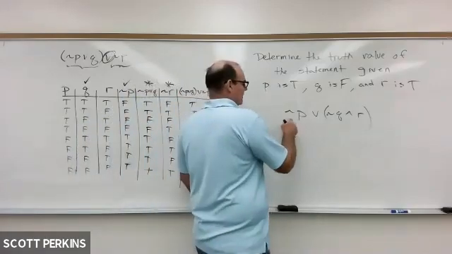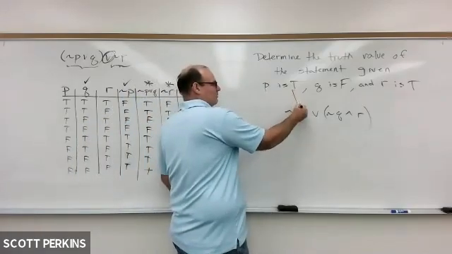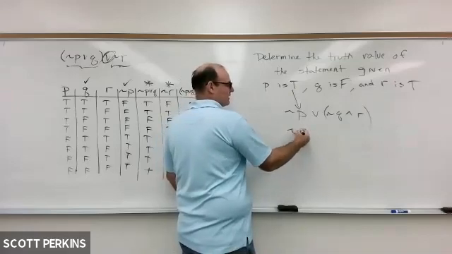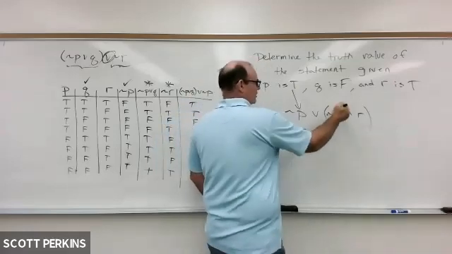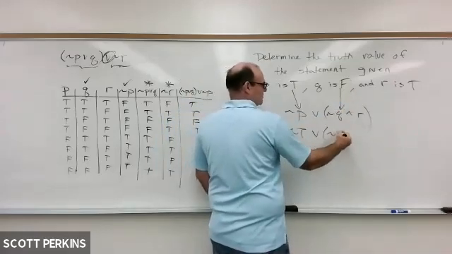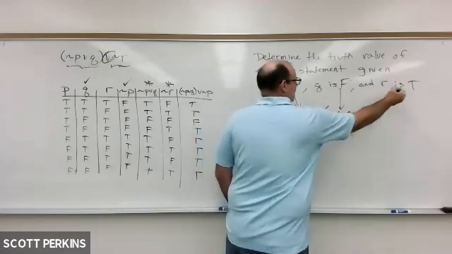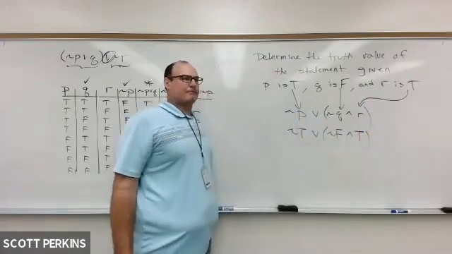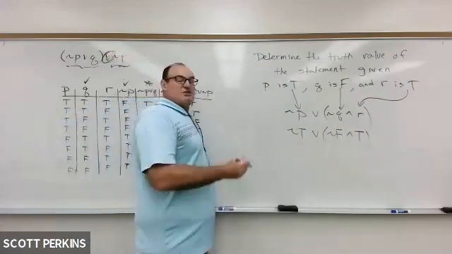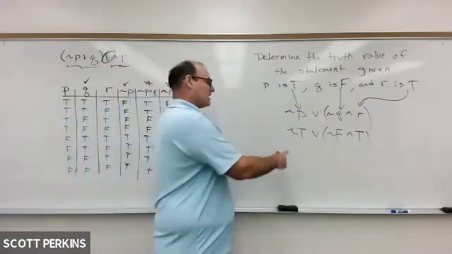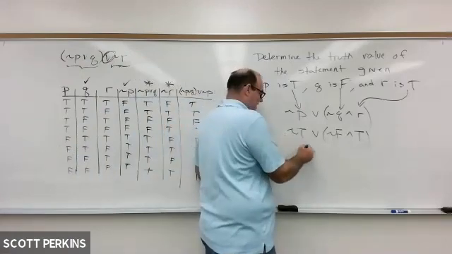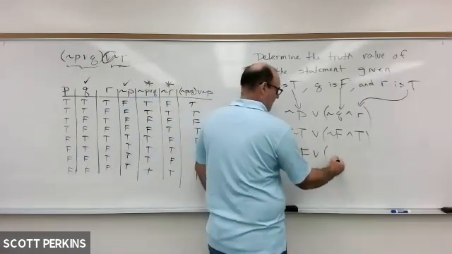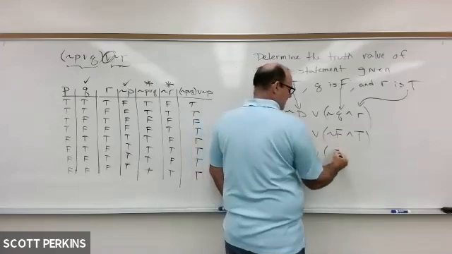I'm going to plug and chug. So squiggly P. P is a true statement, so that's squiggly true. And then Q is a false statement, so squiggly false. And R this time is true, so I'm going to have a true right there. Now going through, I'm going to do the negations first. When I negate a true statement, I get false. When I negate a false statement, I get true.